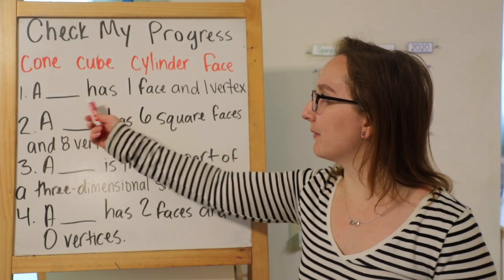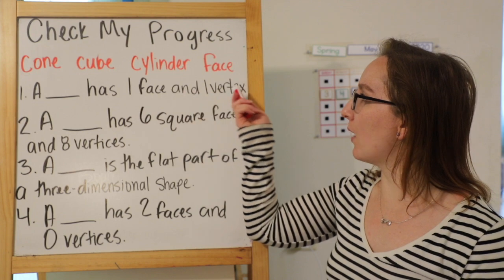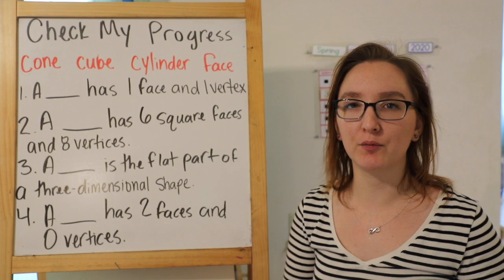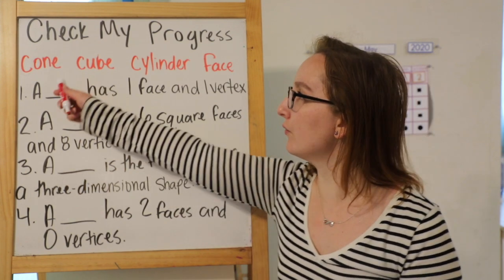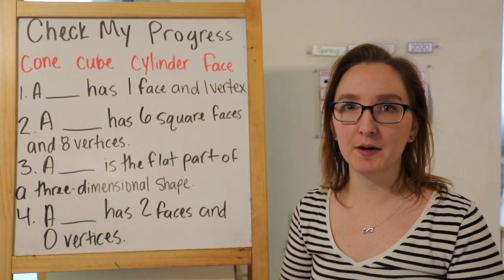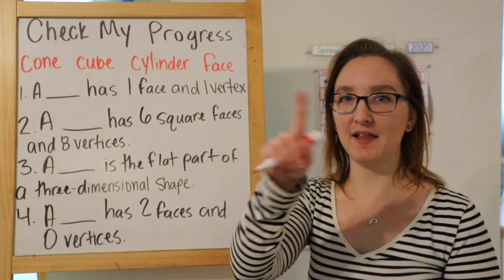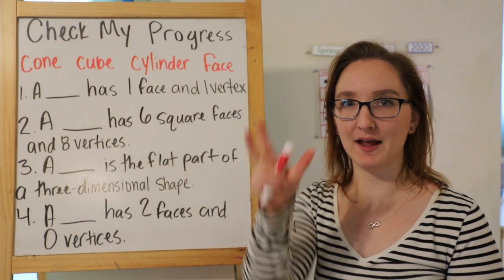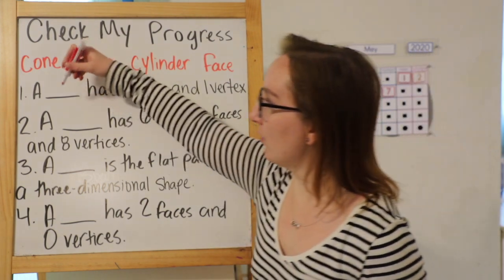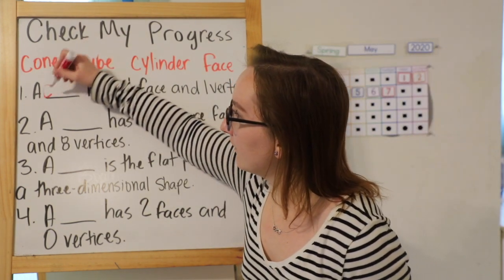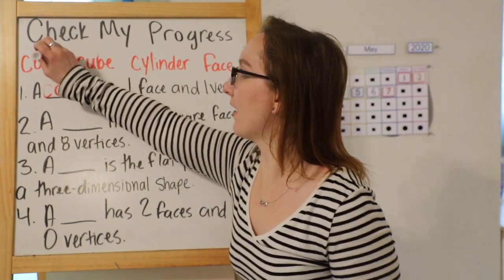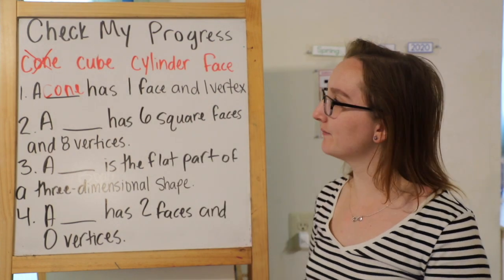Number 1 says a blank has one face and one vertex. I'm thinking back to the shapes that I had worked with, and we have cone, cube, cylinder, and face. I remember my cone had that flat face at the top and then a point at the bottom. It kind of narrows down into a point. So my cone only has one face and only one vertex. Now I'm going to cross out cone because I don't want to use that one again.